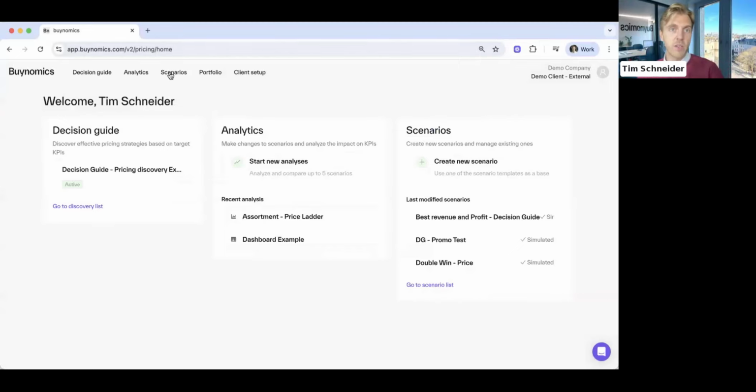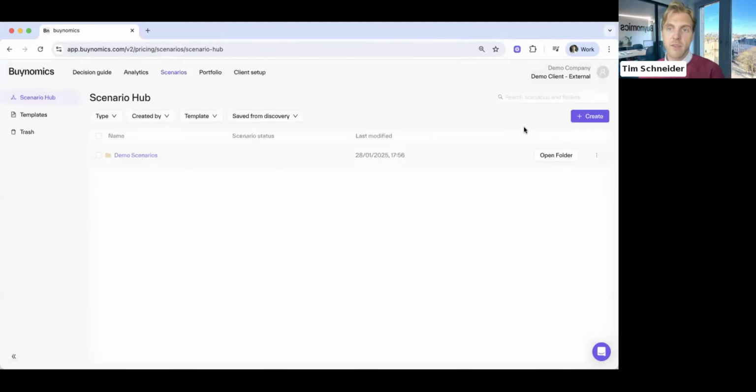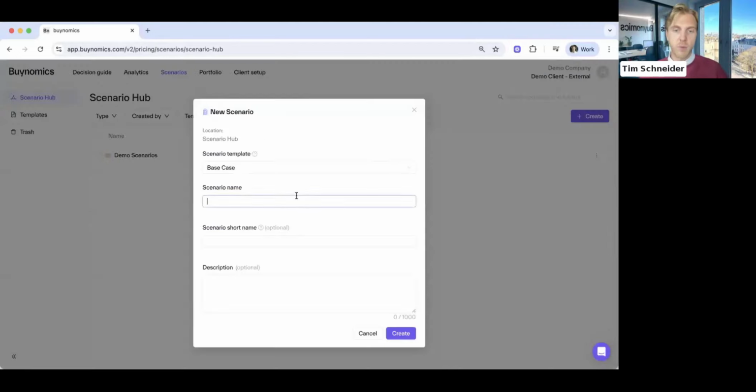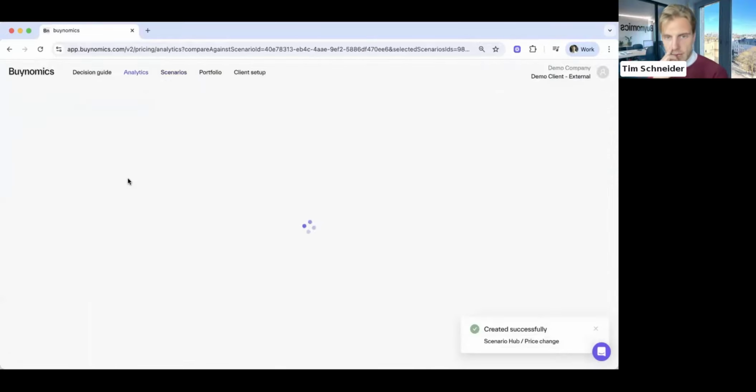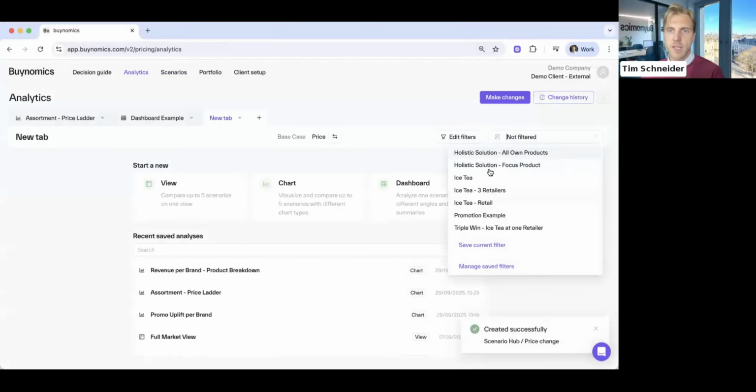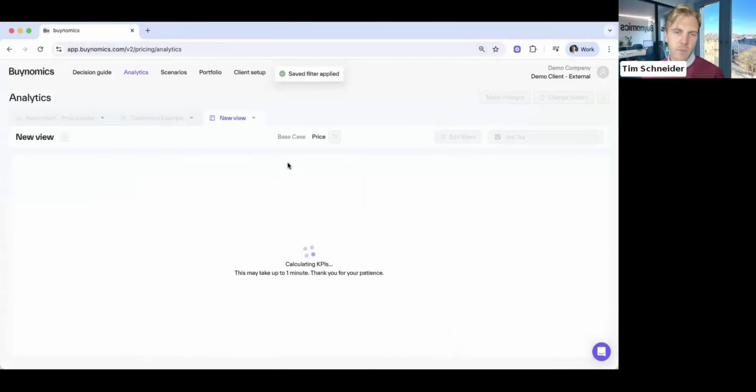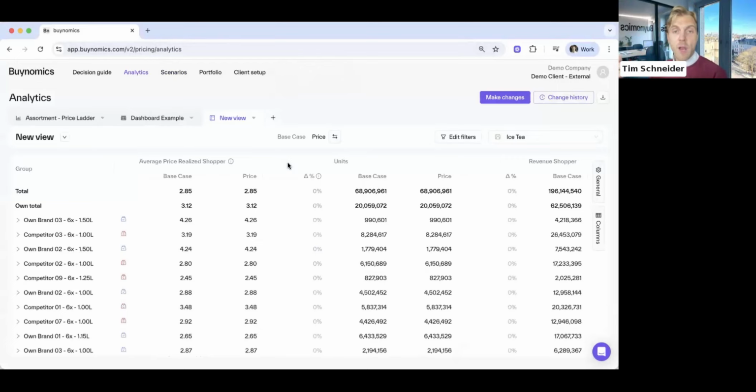And how does this work? If I now create a new scenario for myself, where I would like to test maybe a price increase, price change, I just call it price here. And I jump into, for example, my iced tea market. Then in this market, I see here on the left side in blue, if I'm the manufacturer or a brand owner, these are my own products, and these are competitors' products.